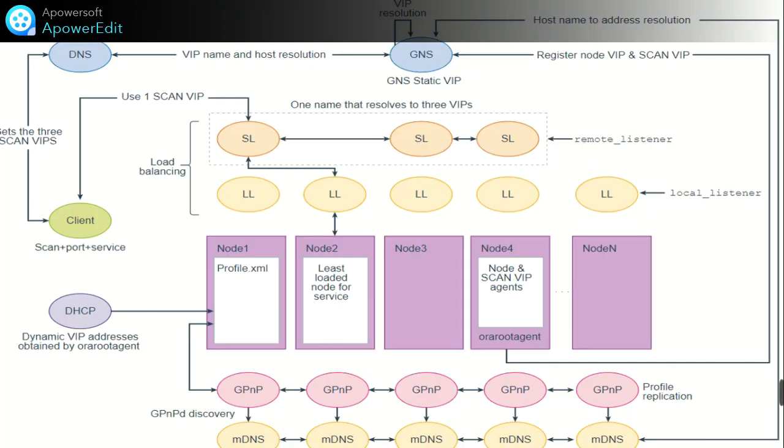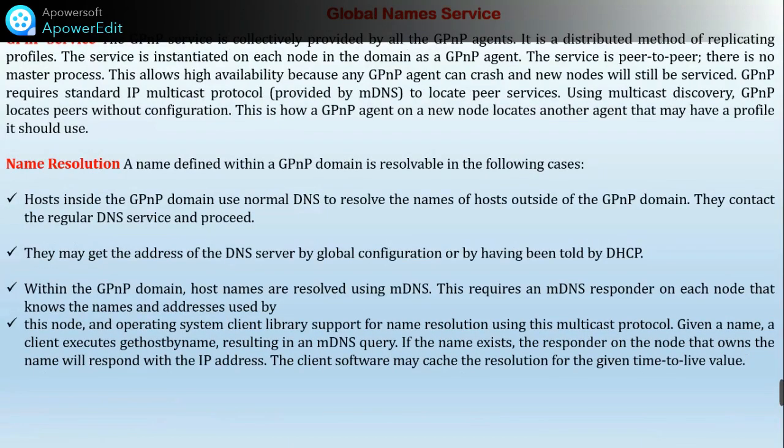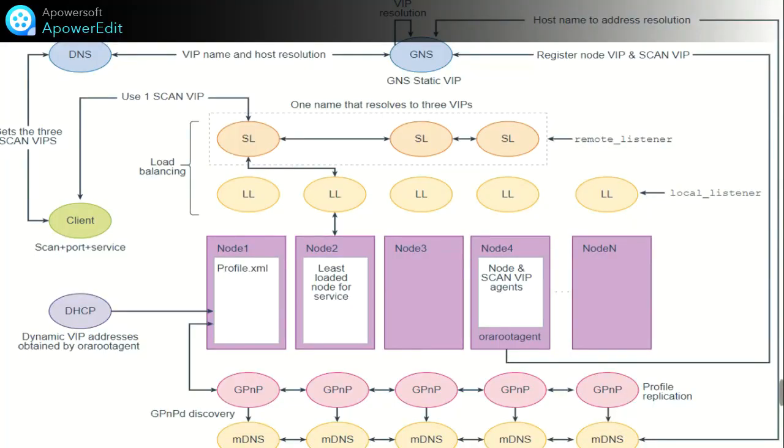Here is the detailed pictorial diagram explaining the global naming service, GNS. You can understand what happens while executing the GPnP profile update, how it reacts with mDNS, and how it is loading that, working on the SCAN VIP.